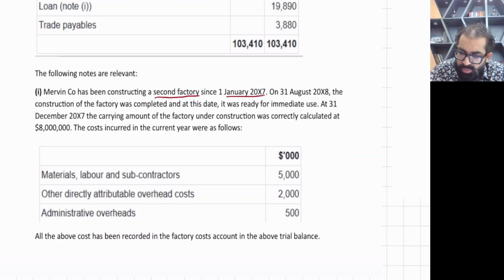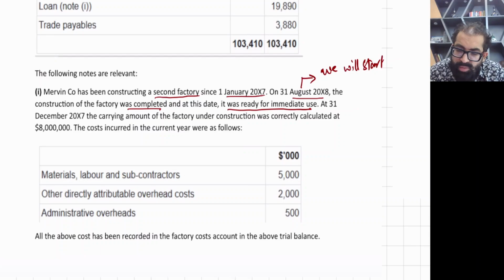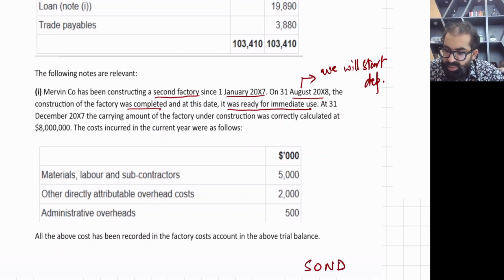On 31st August X8 the construction of the factory was completed. From the date when the factory was completed and ready for immediate use, we will start depreciation. Be careful, you know the rules. So 31st August X8, the very next day is September. So September, October, November, December. December is your year end. So we will be depreciating this property only for 4 months, and don't worry, I'll do it for you.